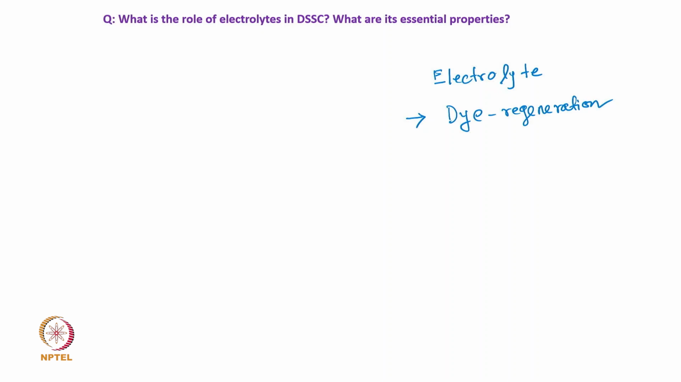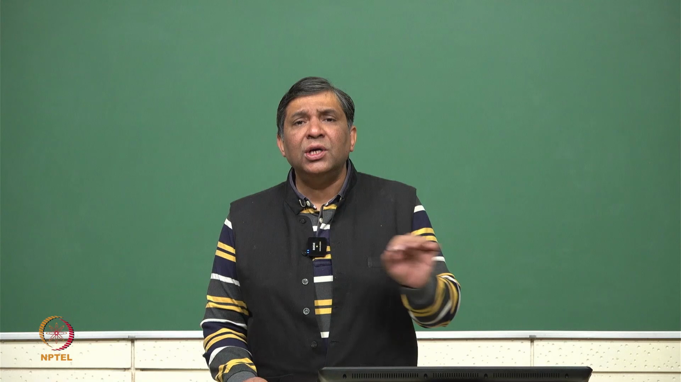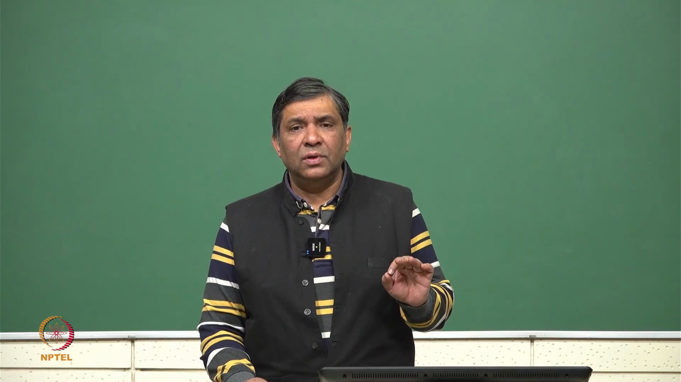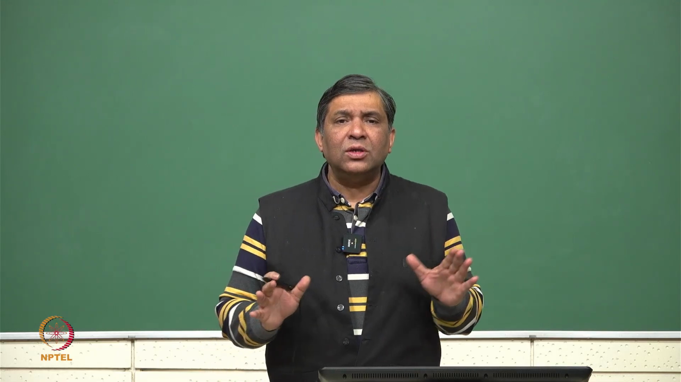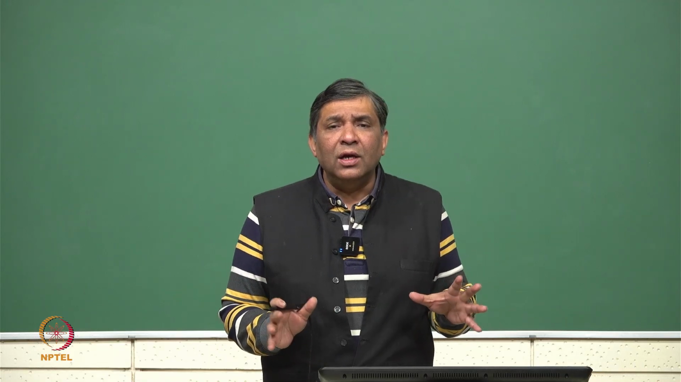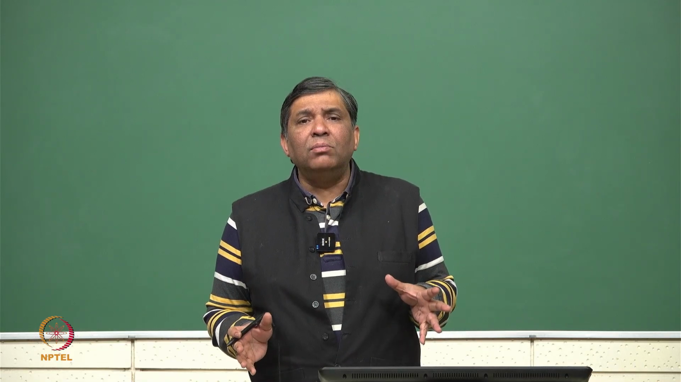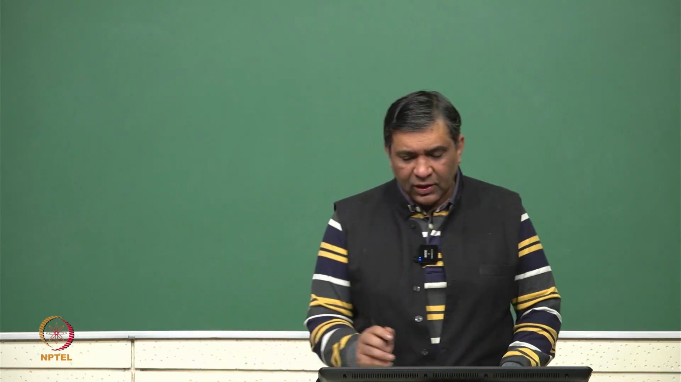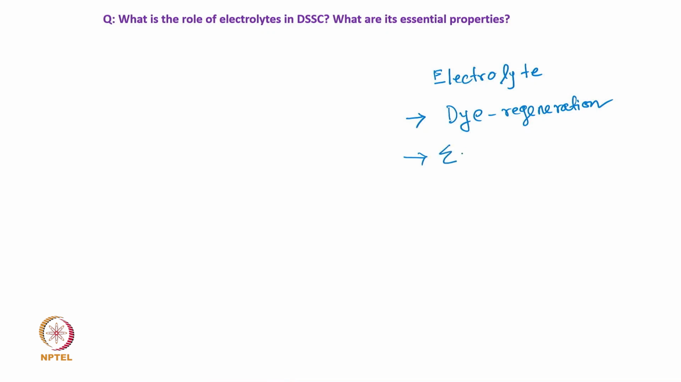The second thing is that charge carriers get transported through the electrolyte. So, the diffusion of charges through the electrolyte should be efficient. If the charges cannot flow properly through the electrolyte, they will get recombined, and then they will not come into any action of that solar cell. Therefore, efficient charge carrier diffusion.